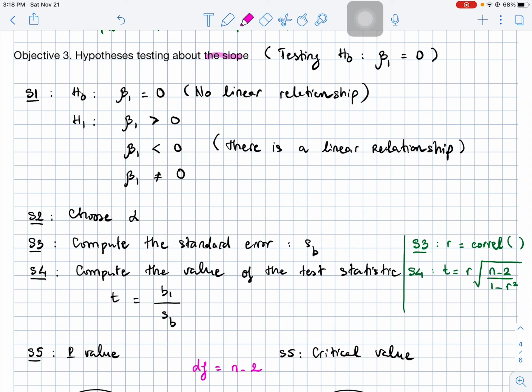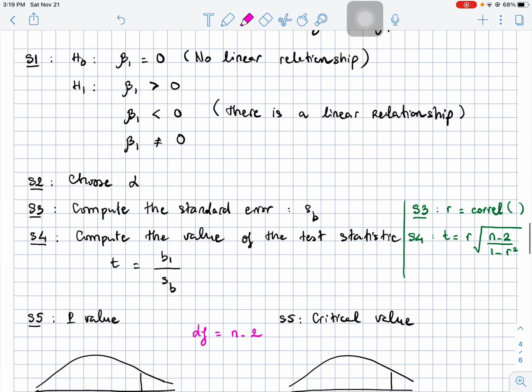Beta 1 equal to 0 means no linear relationship, and the alternative hypothesis is the opposite: greater than 0, less than 0, or not equal to 0, which is the opposite of the equal sign. Under the null, there is no linear relationship. Under the alternative hypothesis, that means there is a linear relationship.